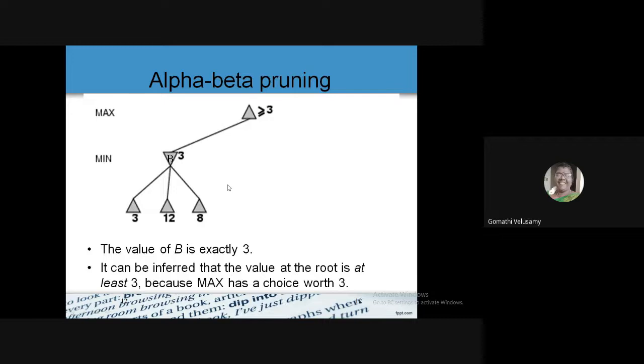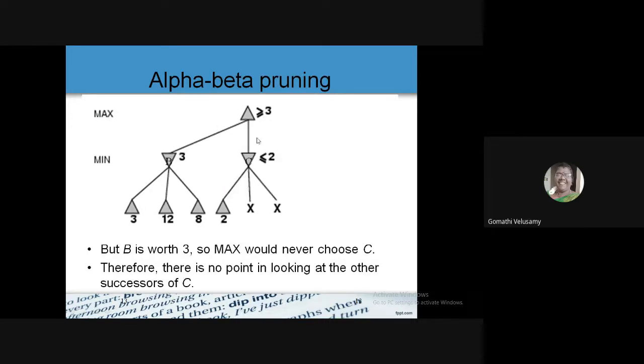Let me further give a partial tree again. It is also still partial. I'm giving one more successor of my root node with a node value C, but the terminals are again not fully available. Only one value is available, the other values are unknown. Some unknown value is being given. But as it is doing a min, it is expected that the C value is going to be less than or equal to 2. Why less than or equal to 2?